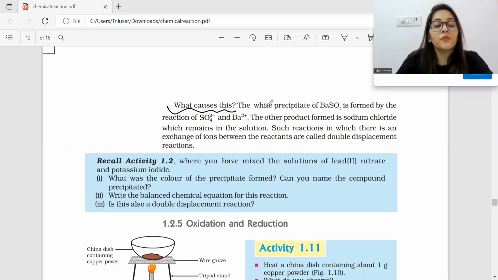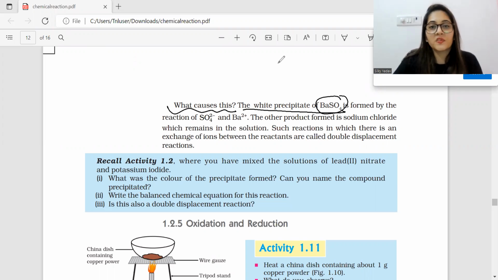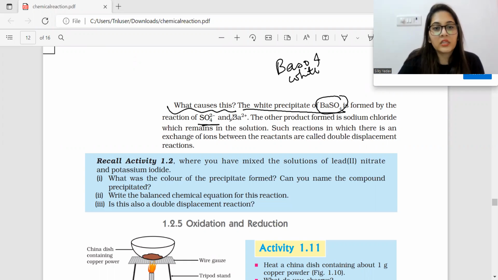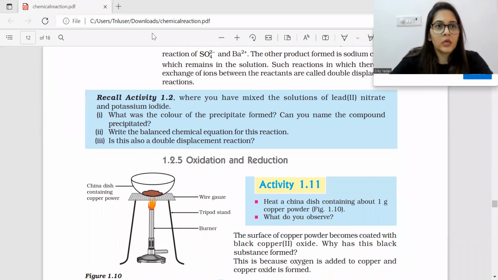So what caused this type of reaction? The white precipitate of BaSO4 will be formed. Always remember, the color of BaSO4 precipitate formed is white, right? It's formed by the reaction between these ions. Okay. So this was a double displacement reaction.